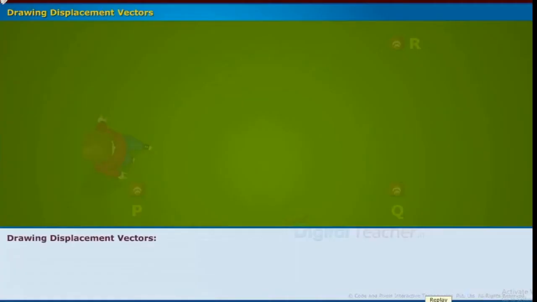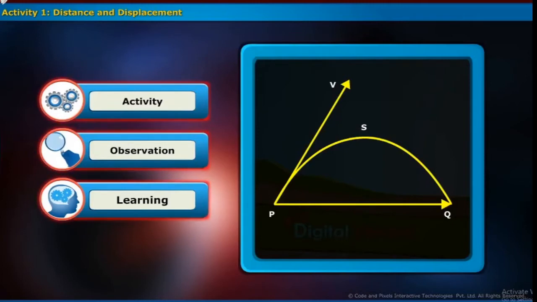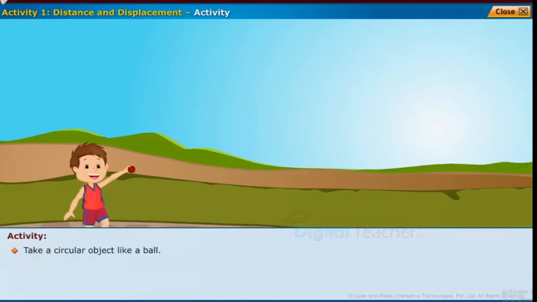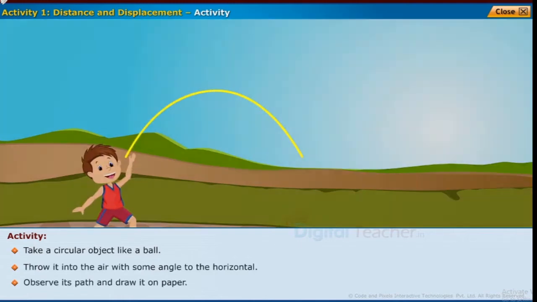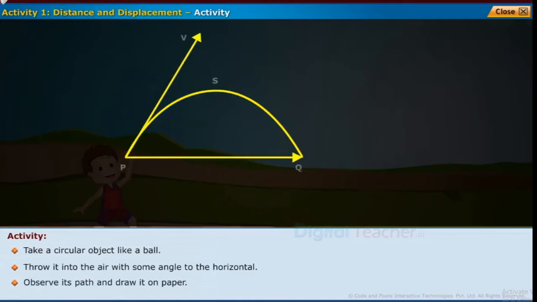Let us perform an activity for drawing path and distinguishing between distance and displacement. Take a circular object like a ball. Throw it into the air with some angle to the horizontal. Observe its path and draw it on paper.